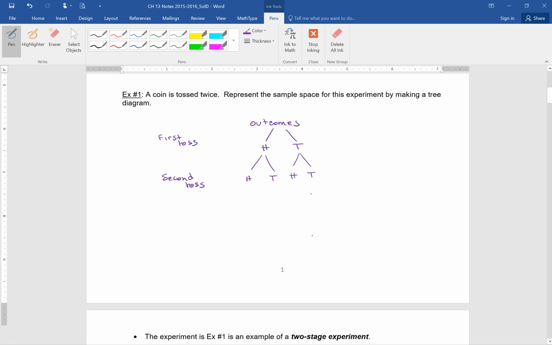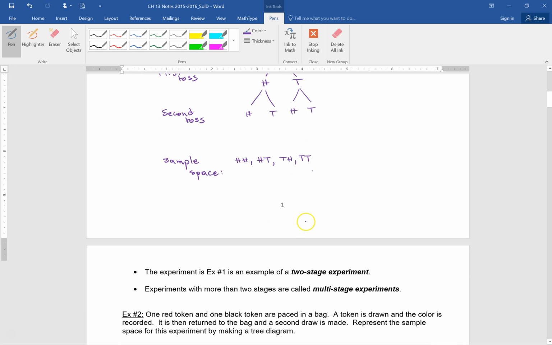Okay? So what is the sample space? The sample space is all the possible outcomes for the entire experiment. The entire experiment had two tosses. So one possibility is I get heads the first time, heads the second time. Another one is I get heads, then tails. What's another one? And what's the last one? Tails and tails. Okay, so that's the sample space. Those are all the possible outcomes.